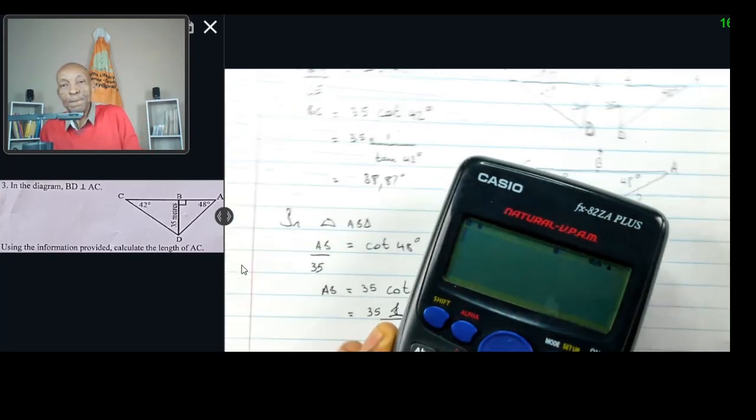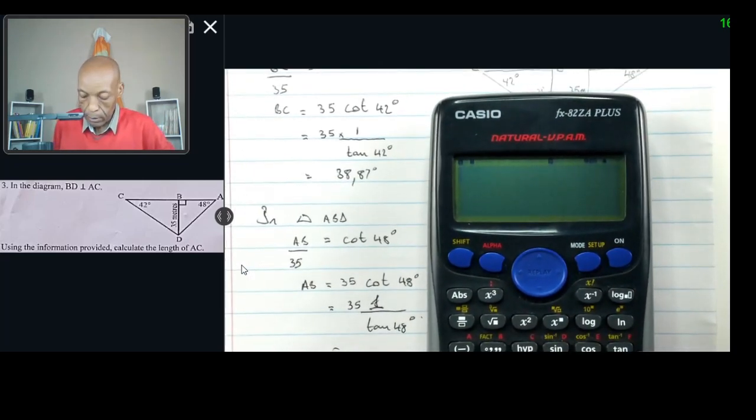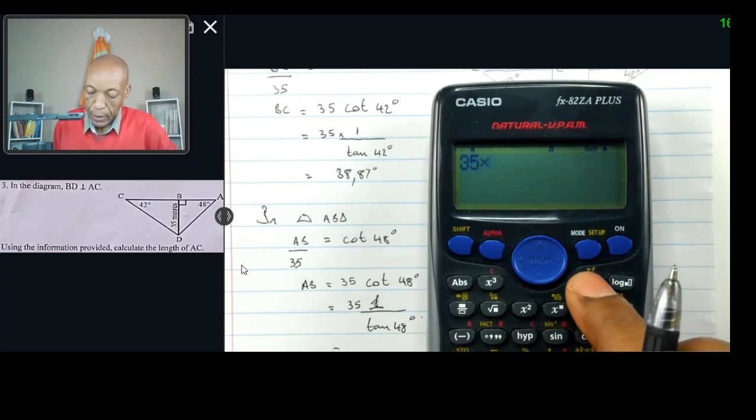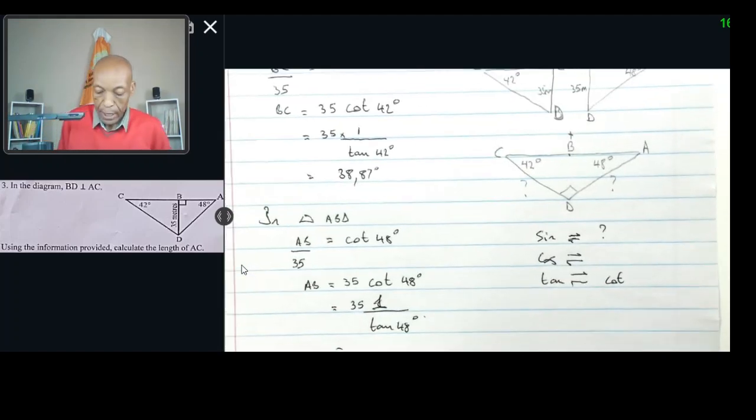Let's see. So this time it is 48. So we're going to go 35, then we times, so that we don't get confused. Then what are we timesing? Now I'm simply pressing the tan button first. I'm no longer doing 1 over. All right, so tan 48. Then I close. Then I go, oops, 31,51. Okay. So now I have 31,51.